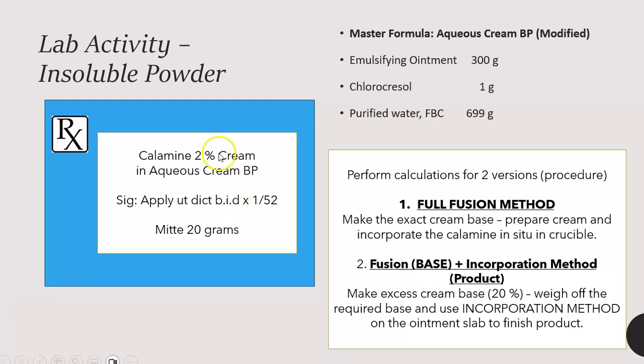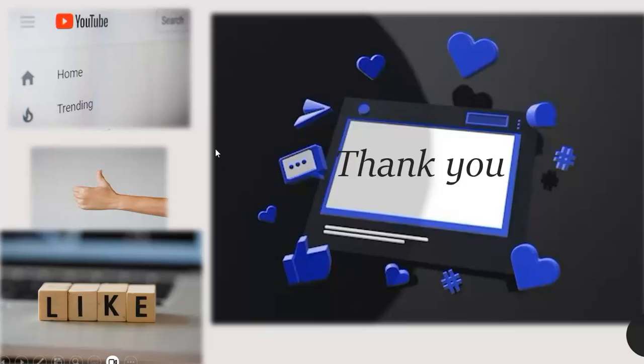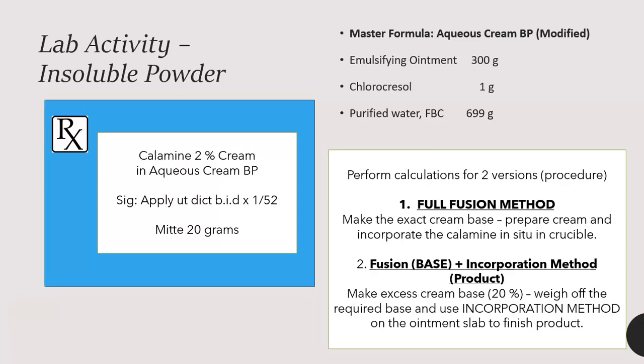Here, for the lab activity, this is where I'm going to leave you. We're down to our last 2 slides. We are going to modify the aqueous cream formulation by adding calamine 2% cream to it. Now, what is the lab write-up that you'll be expected to do?